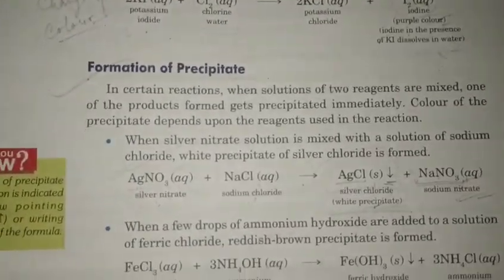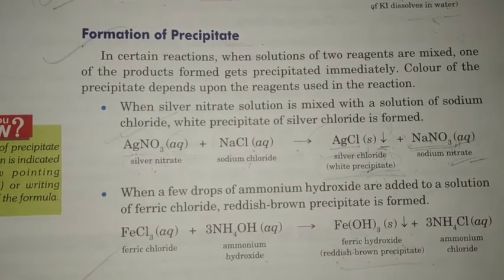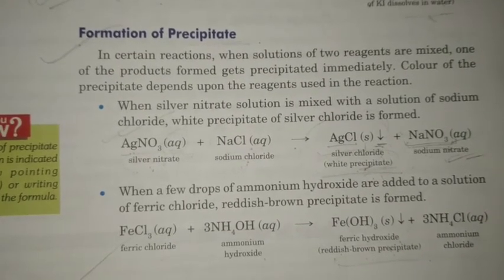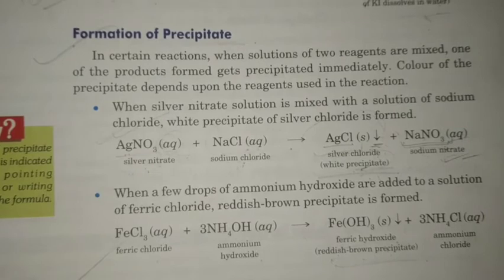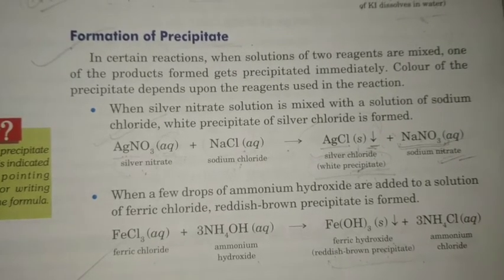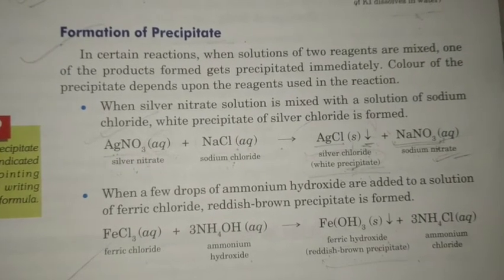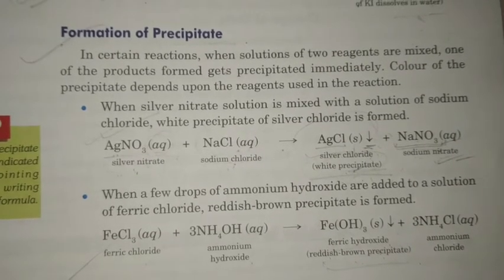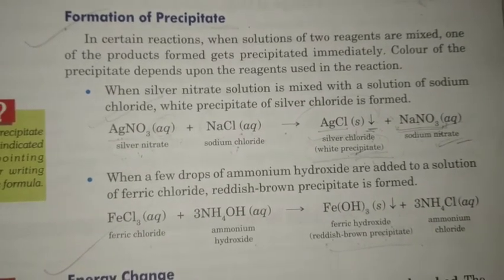Then the next characteristic is formation of precipitate. So what is formation of precipitate? In some reactions, when solutions of two reagents are mixed, suppose in one test tube I have taken silver nitrate, and in another test tube I have taken sodium chloride. If we mix silver nitrate and sodium chloride, what will happen? One white precipitate will occur. And what is this precipitate? It is the insoluble substance which is formed at the bottom of the test tube. So silver chloride will form and sodium nitrate will form. This is the white precipitate, silver chloride.